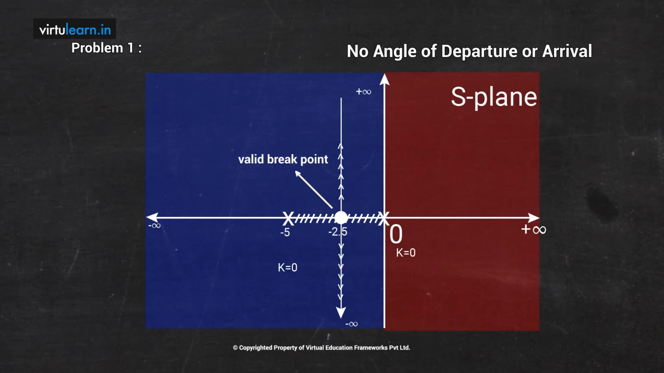As k is increasing, my closed loop pole has to move. So this s is equal to 0 is the open loop pole. When k is 0, open loop poles and closed loop poles are the same. So my closed loop pole is here. As you increase the k value, it has to move.